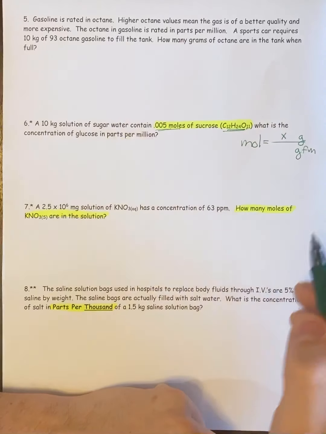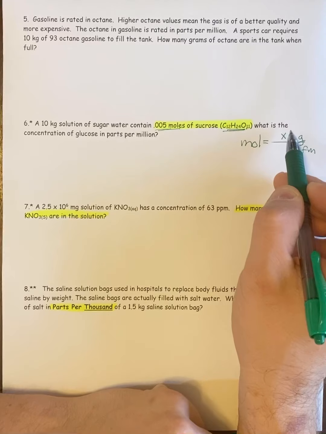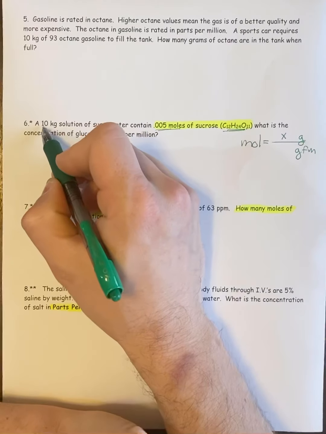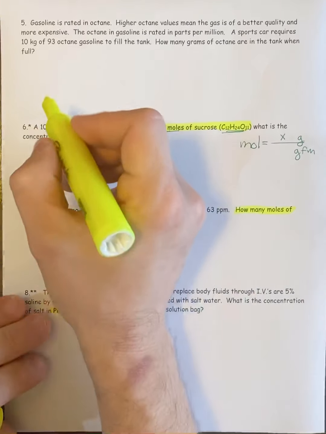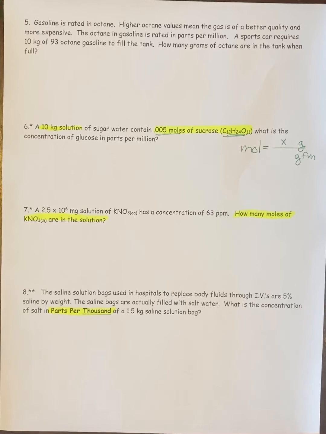To solve for grams. And then once I have those grams, that's the solute. This is my solution right over here, and then I can calculate my parts per million. So it just requires one extra step.